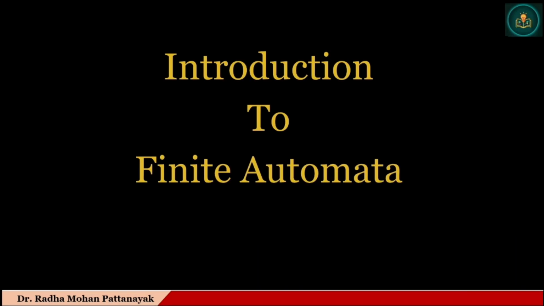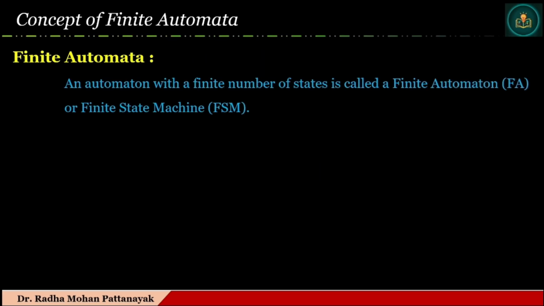Today I am going to discuss the concept of finite automata. So let's move to discuss the concept of finite automata. An automaton with a finite number of states is called a finite automaton, and it is otherwise known as finite state machine, or we can say finite automata. Clear? So if the number of states used inside the machine is finite, then that automaton machine is called a finite automata.